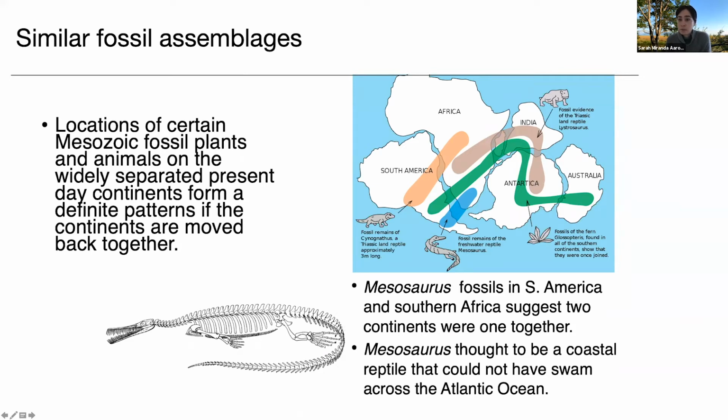It's a coastal reptile. Sorry, not a mammal, a reptile. It's a coastal reptile that could not have swam across the Atlantic Ocean. So this really begs the question, how did we get this reptile on both sides of the Atlantic that are essentially identical to one another? So this was another kind of smoking gun that indicated that maybe these continents were close together at one point and had spread apart sometime throughout Earth's history.